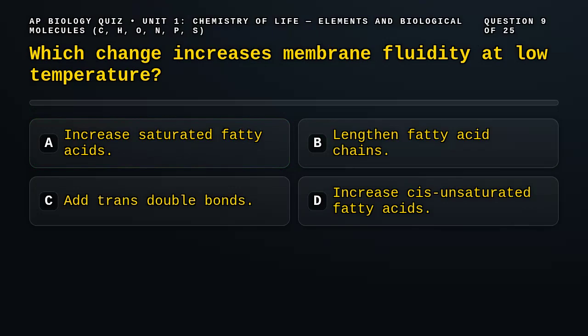Question 9. Which change increases membrane fluidity at low temperature? A. Increase saturated fatty acids. B. Lengthen fatty acid chains. C. Add trans double bonds. D. Increase cis unsaturated fatty acids.